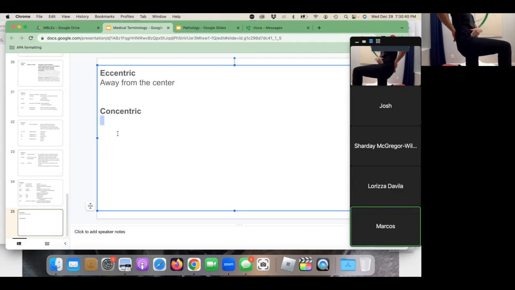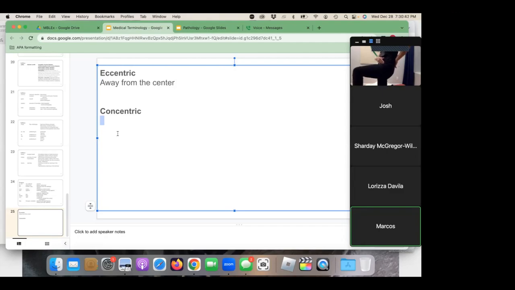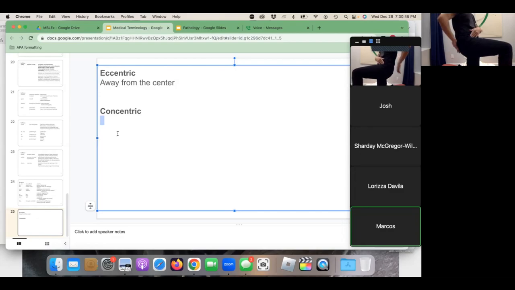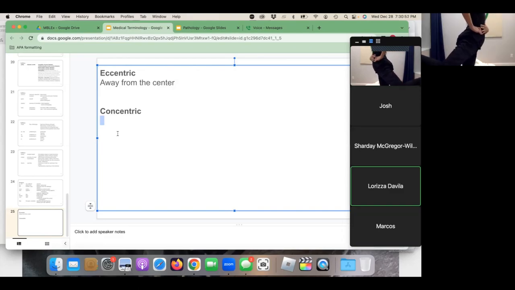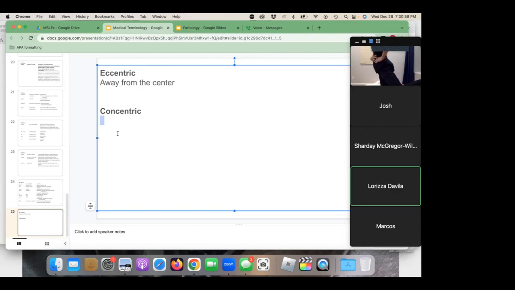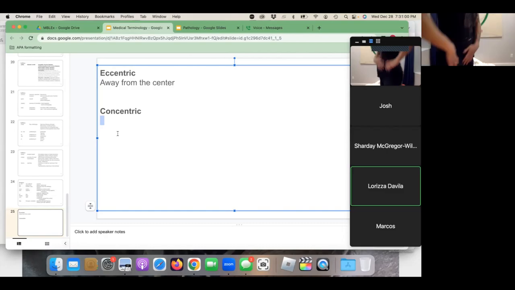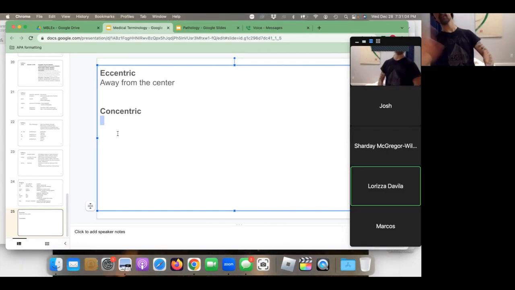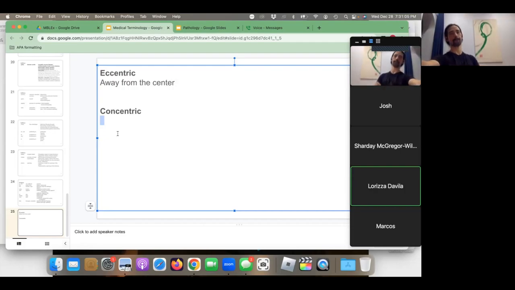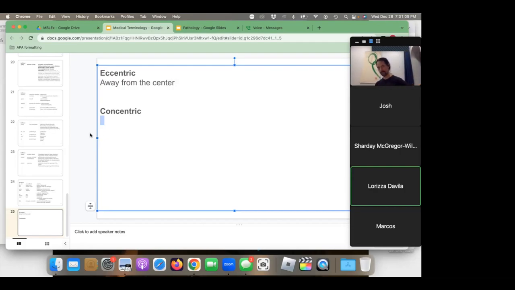Hip flexors or glutes? Hip flexors. Yes. And then which side is doing the concentric contraction here? Hip flexor or glute? The glutes. Glutes, that's right. And with extension like that, which one is doing the eccentric contraction? The hip flexors. The hip flexor, that's right.